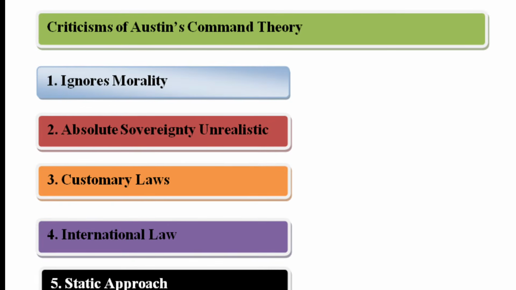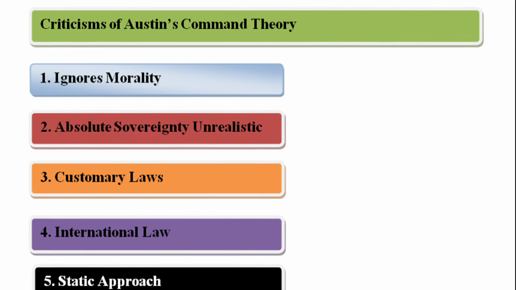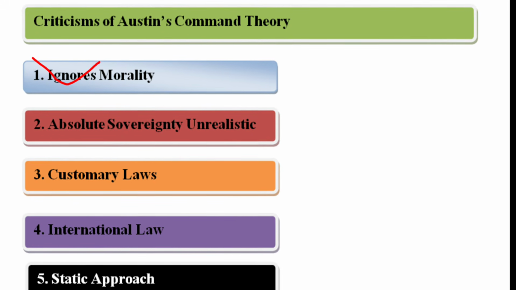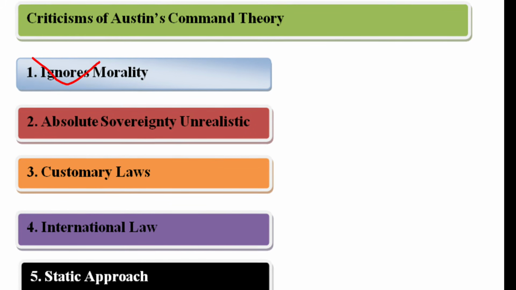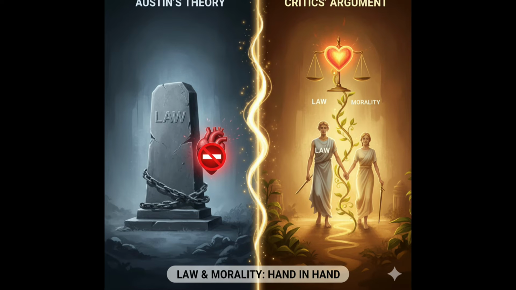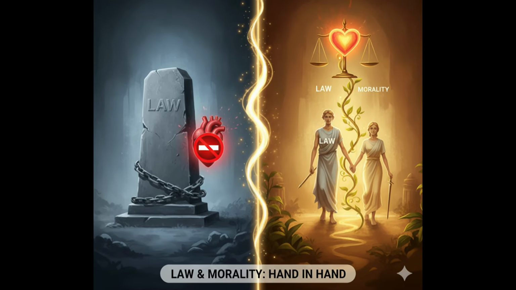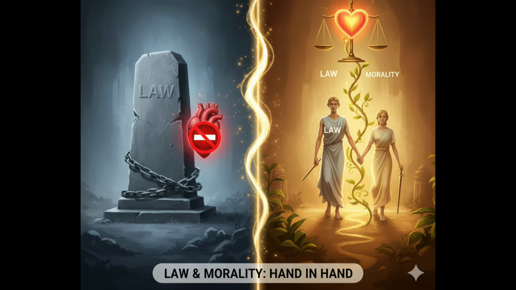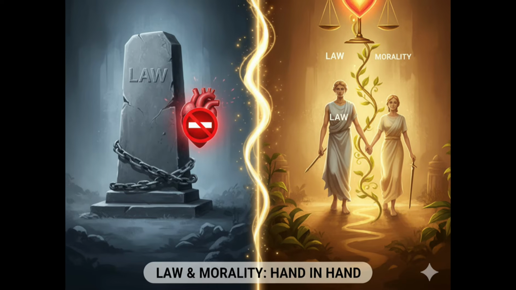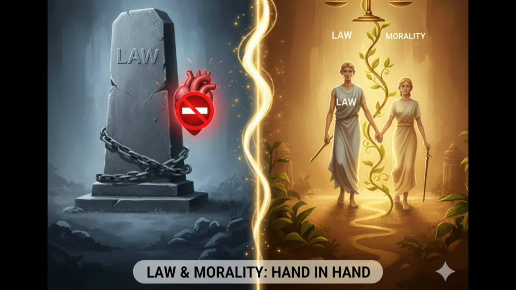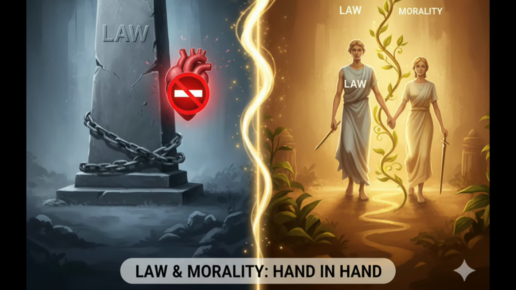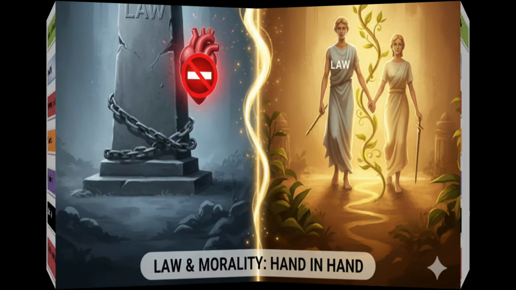Now let us go through the criticisms of Austin's command theory. Number 1, ignores morality. Sometimes law may be unjust but still valid. Critics argue that morality cannot be fully separated from law. Law and morality both must go hand in hand according to the critics. Behind a right to equality, there is a morality. Behind every fundamental duty, there is a morality.